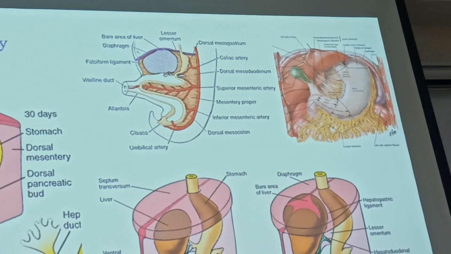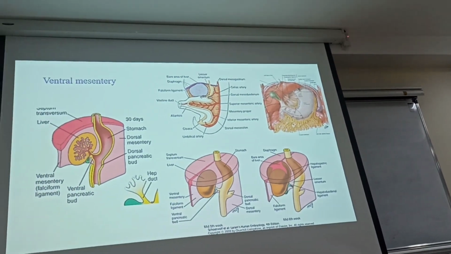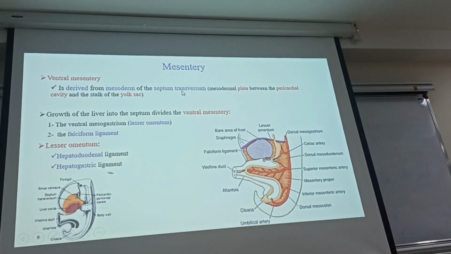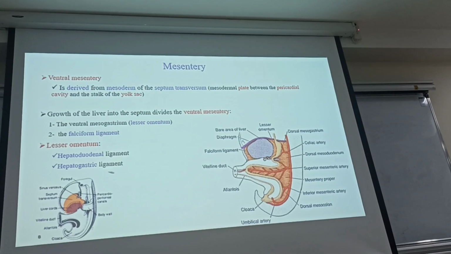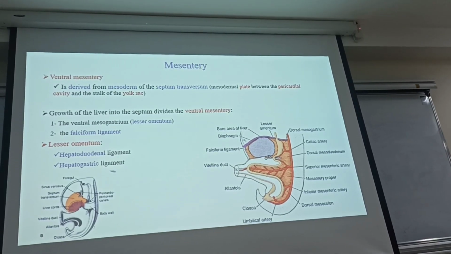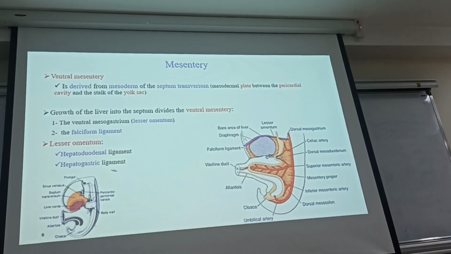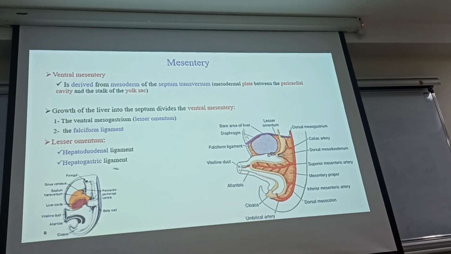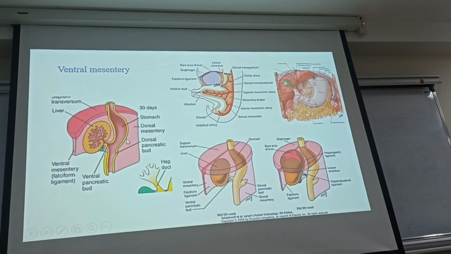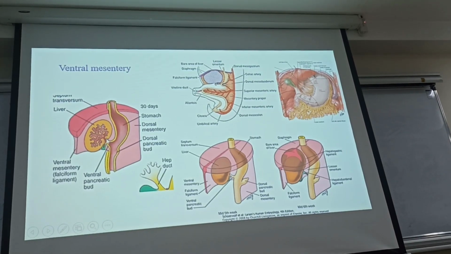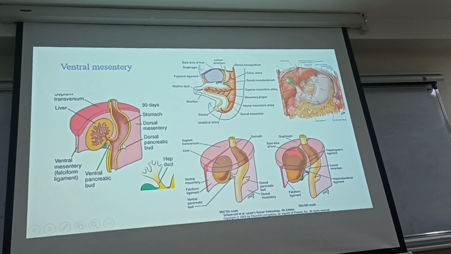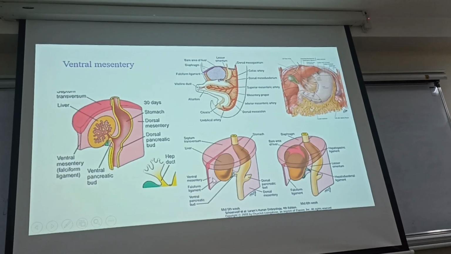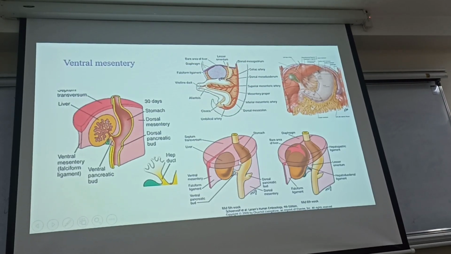What is the origin of lesser omentum? Mesoderm of septum transversum. The origin of ventral mesentery, falciform ligament and lesser omentum are similar. Okay? In this picture, you can see again stomach, liver bud, first part of the duodenum, septum transversum, falciform ligament, liver, lesser omentum is here.